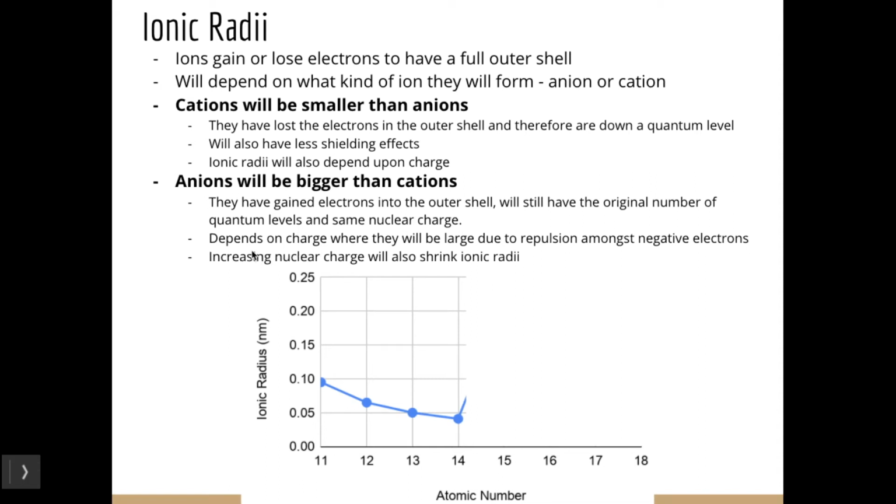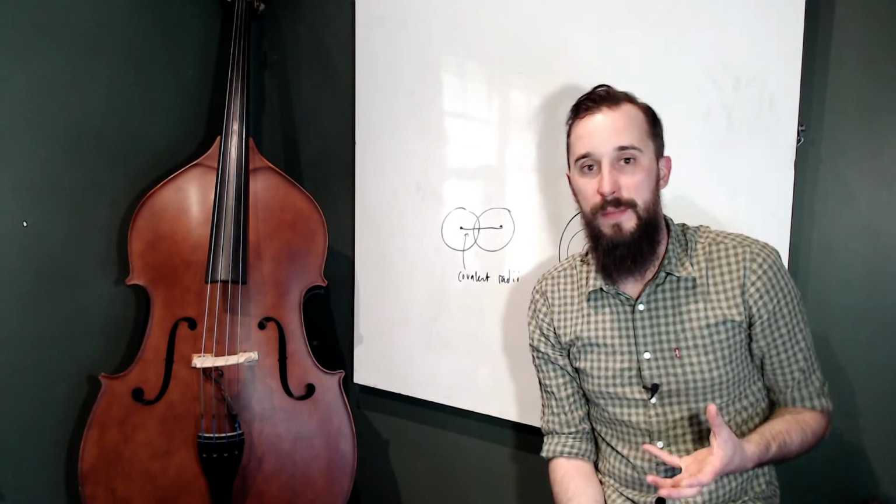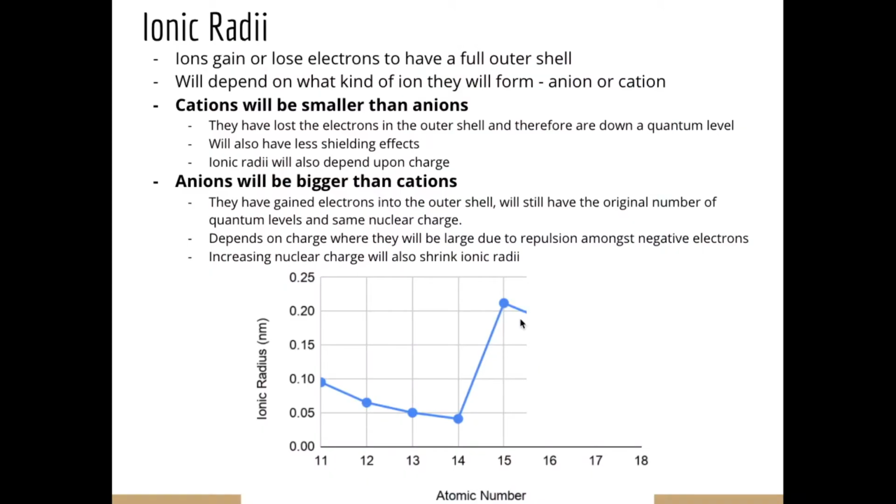So the size of the anions is going to depend on where there will be a large repulsion due to negative electrons, because we now have more electrons than protons, and the nuclear charge will also have an effect. So let's have a look at this. As we enter the right-hand side of the periodic table to our nonmetals, our nonmetals form anions because it's closer for them to have a full valence by gaining electrons as opposed to losing electrons. So that's what we see here. We see our phosphorus, number 15. We see a big increase between 14 and 15 because we still have the original number of quantum levels, whereas our cations have lost a quantum level.